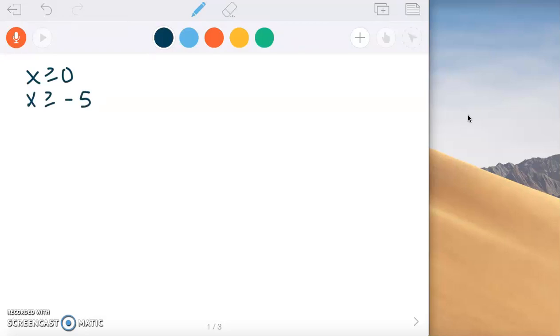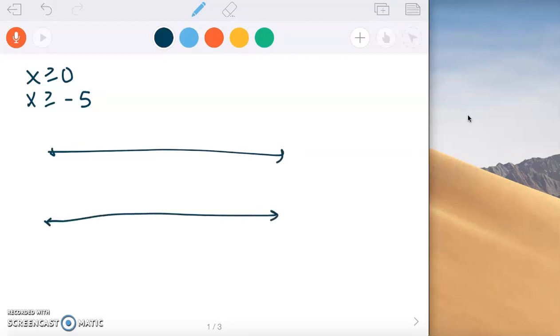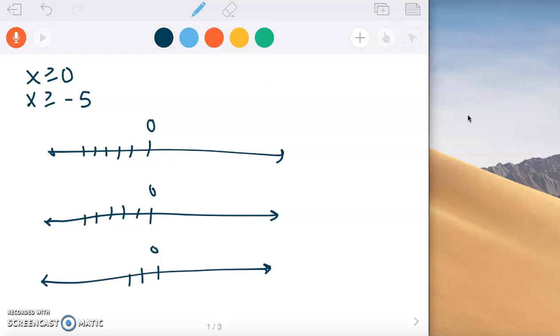So again, we're going to draw our three number lines. Very straight. All right. So we're looking at 0, and then we have 1, 2, 3, 4, 5. If I was better at this, you guys would get to see them line up perfectly, but we're going to pretend that they line up really well because I'm trying.